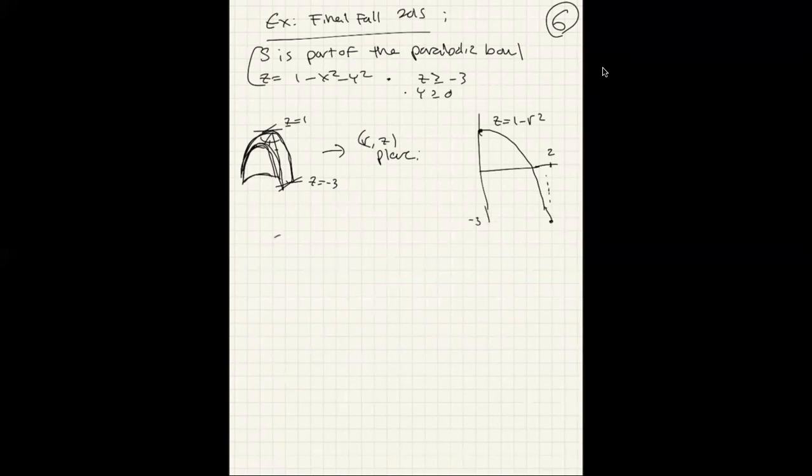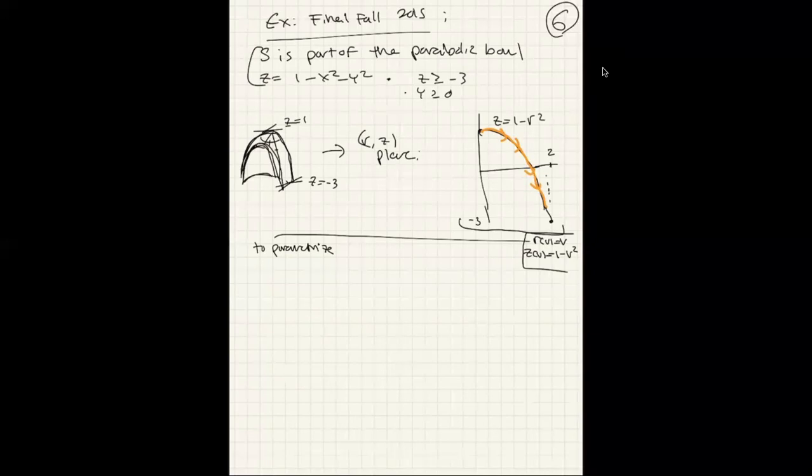So to parameterize, you can notice that a parameterization over here is r of v could just be v, and z of v could be 1 minus v squared. That would parameterize this arc, and it would move in the downward fashion. And so a full parameterization of the surface uses a cylindrical motivation.